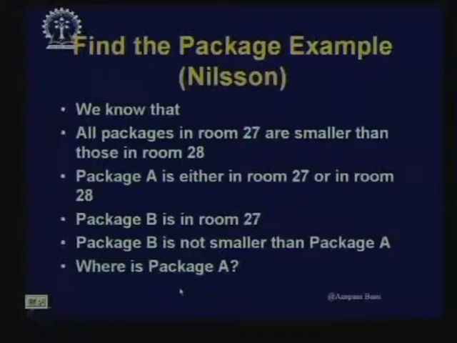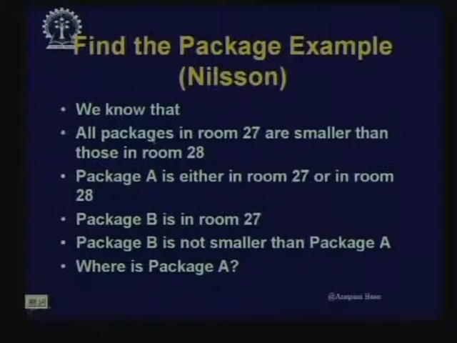So, here is a nice problem. We know that all packages, suppose a robot is trying, this example has been taken from the book of N.J. Nilsson. All packages in room 27, a particular room, are smaller than those in room 28. Room 28 can have some smaller packages also, but all packages in room 27 are smaller than those in room 28. Package A is either in room 27 or in room 28, the robot does not know. Package B is in room 27.